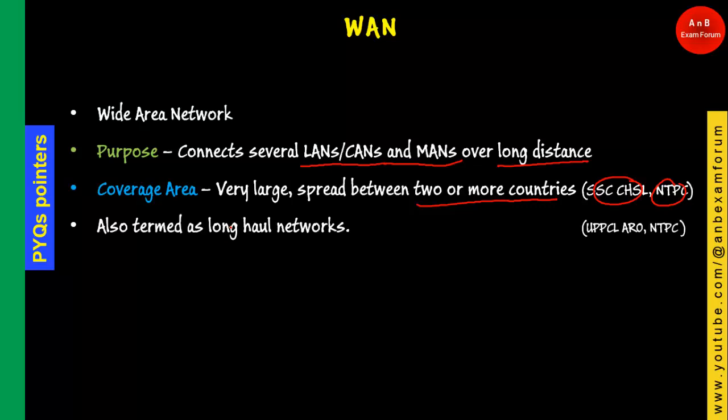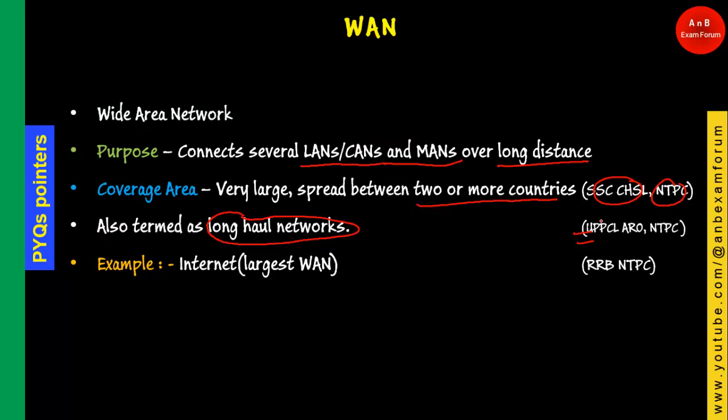And a very important one, these are also known as long haul networks. Okay, and this was asked in ARO and NTPC exam. And the example is the internet. Remember the largest WAN over the world is the internet. Internet is the largest wide area network. So based on the area, we have seen PAN, LAN, CAN, MAN and WAN.